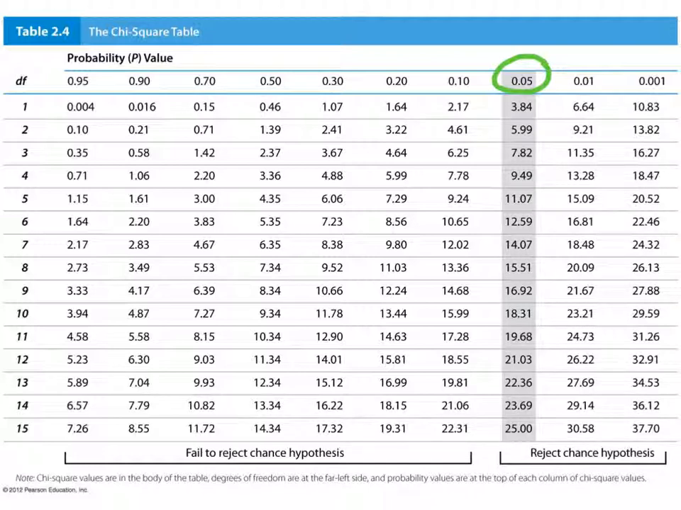So that column is the 0.05 column, and then over here on the left you see degrees of freedom, and we've got 1 degree of freedom, so we simply read across the table. So the key value here for us is this 3.84. That's the threshold value for any experiment with 1 degree of freedom at a 5% p-value.